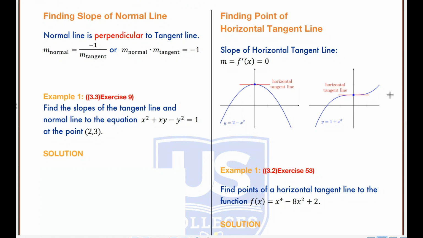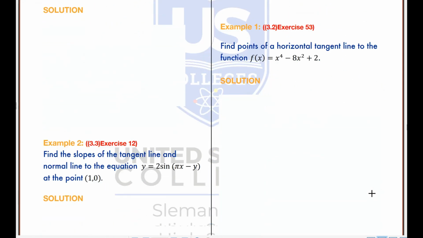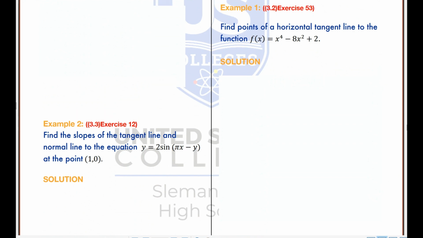Like these two examples, we have local extrema, so the slope is 0 at that point. We don't have an extrema here, but still the tangent line is horizontal, so the derivative at that point is 0. Let's take a look at some examples. An exercise question: find points of horizontal tangent lines to that function.